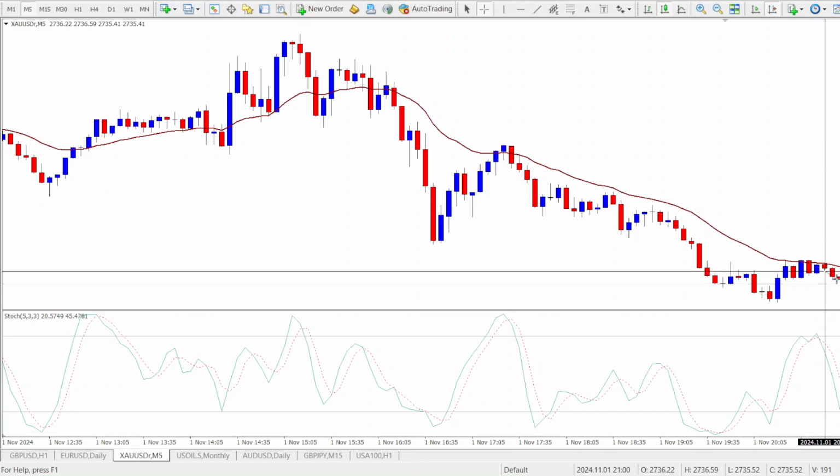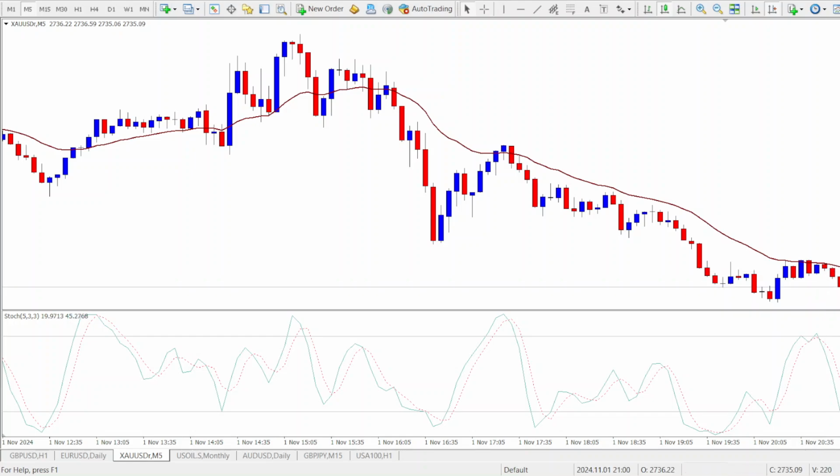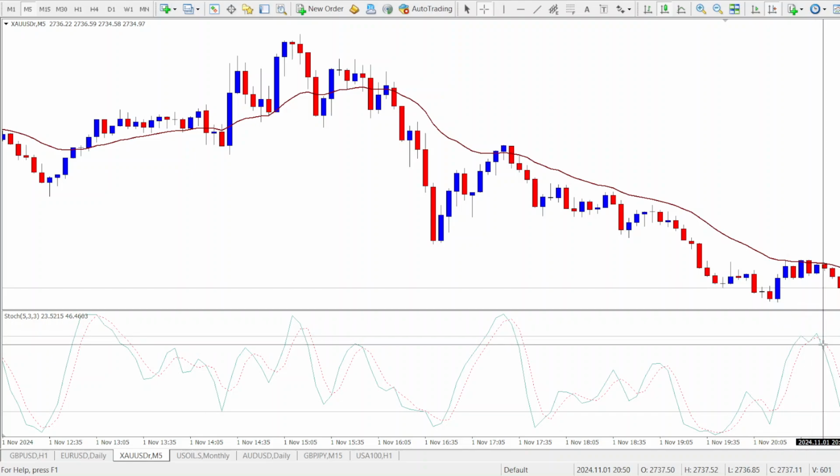By now, maybe it would have been in about 8 pips, or close to 10 pips profit by now. If we had entered a sell around here, can you see the price is still going down. So the moving average tells us that this is a bearish trend, and the stochastic tells us that we should enter a sell somewhere around here.